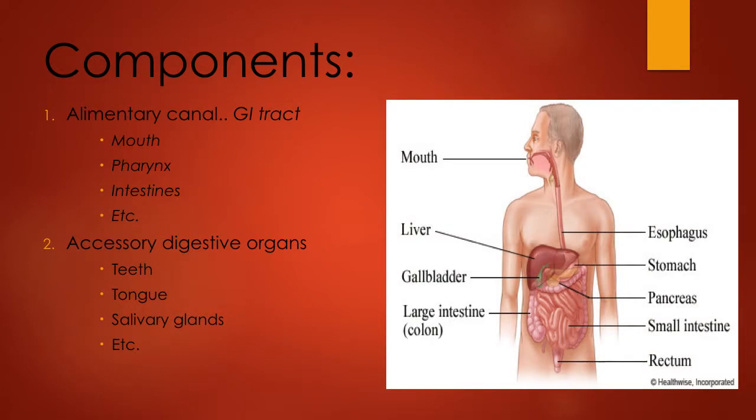The digestive system has many components. The two components it has are the alimentary canal, which is also known as the GI tract, which includes the mouth, pharynx, intestines, etc., and the accessory digestive organs, which include teeth, tongue, salivary glands, etc.